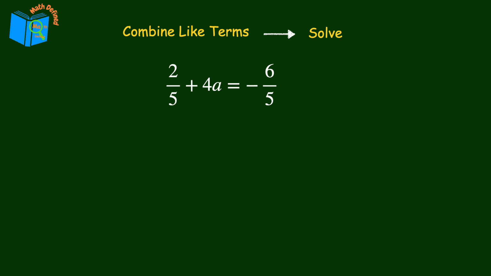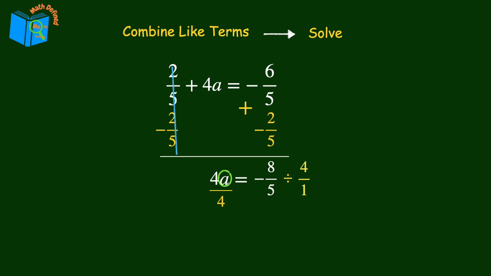Combine like terms by subtracting 2/5 from both sides. On the left side, the fractions cancel out, leaving 4a. On the right side, we combine these two negatives by adding them together to get negative 8/5. Next, solve for the variable a by dividing both sides by 4. On the left side, the 4's cancel out, leaving a.